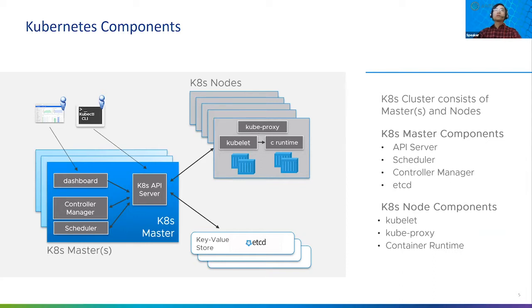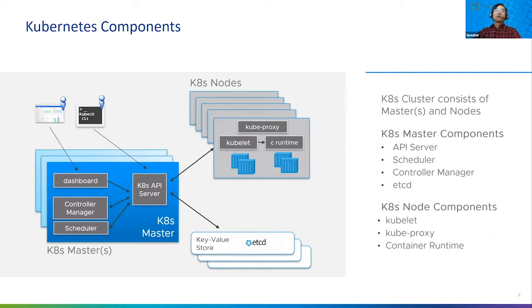Other components, including the scheduler, controller manager, and the components on the worker nodes, will communicate with each other, and they get and change the state of the cluster through the API server. The scheduler schedules containers to run on worker nodes, and the controller manager includes a core set of controllers, which implement the core functions of Kubernetes. Etcd is a distributed key value store. It persists all the state of the cluster.